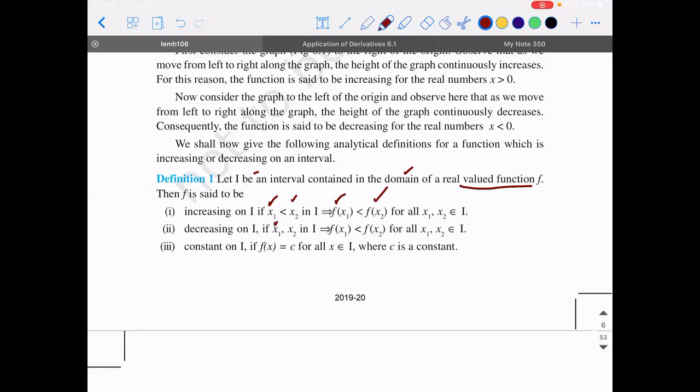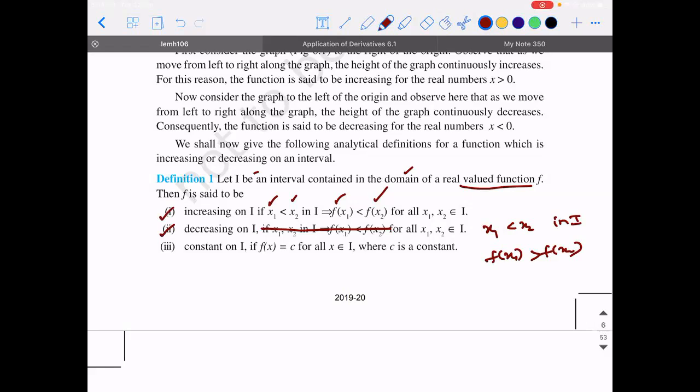Similarly, if x1 is less than x2, but f of x1... Actually, this is not the way they define it. I don't know why they have done it. Let's forget this, guys. I'm striking it off. I'll give you a definition. If x1 is less than x2 in the interval I, and f of x1 is greater than f of x2, I hope this was clear, right? This is what we discussed in the example. Then that kind of a function is said to be a decreasing function.